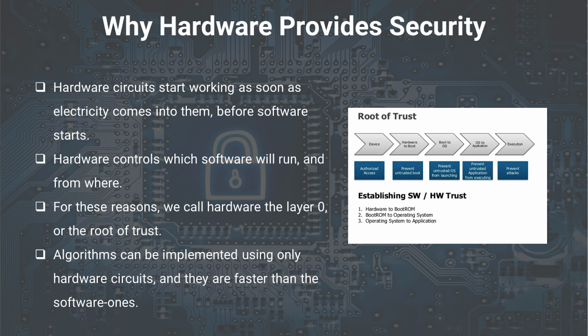A hardware circuit begins its operations as soon as it starts receiving an electric current, and it will make sure to set up everything properly so that other components like a CPU or a GPU can run. This is no easy task, and hardware designers need to be very careful. Why? Because this will be the foundation of all the software code that will run later. For these reasons, we often call hardware the root of trust or the layer zero, because it is the foundation for everything that will come afterwards.